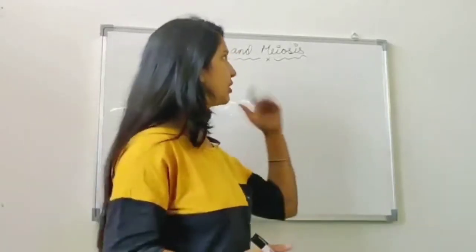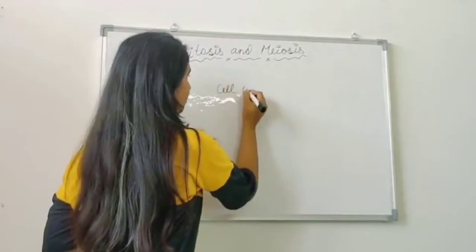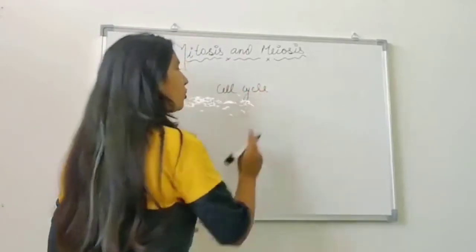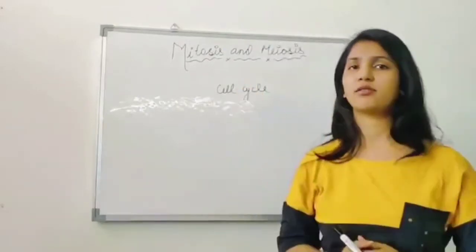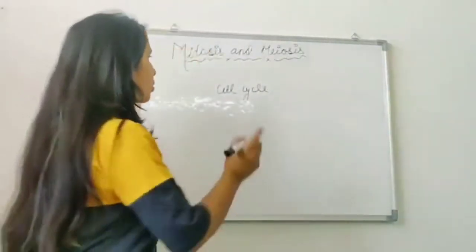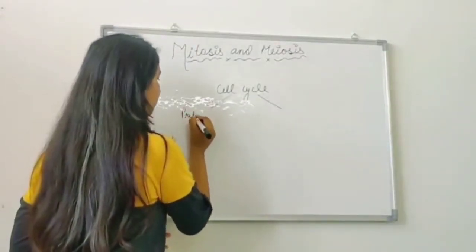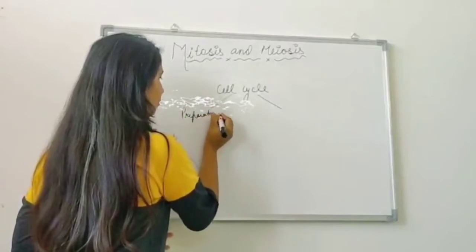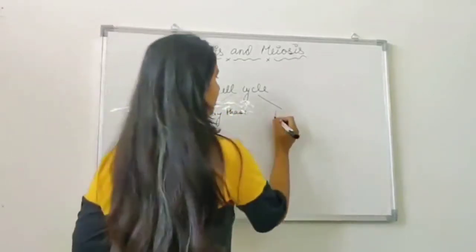To understand that, first you need to understand the concept of the cell cycle. I'm not going to tell you about the whole cell cycle, just the significance of mitosis and meiosis. The cell cycle has two main events. The first is the preparatory phase, and the second is the dividing phase.